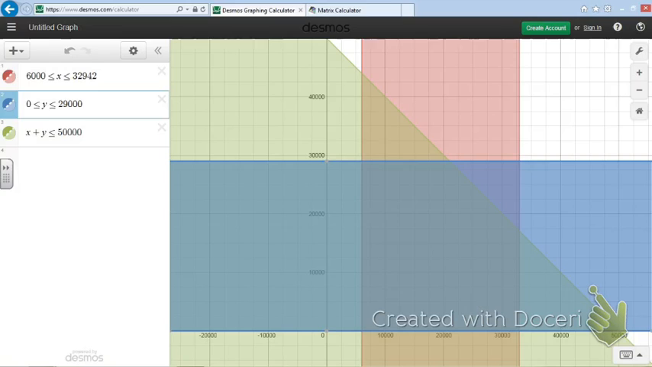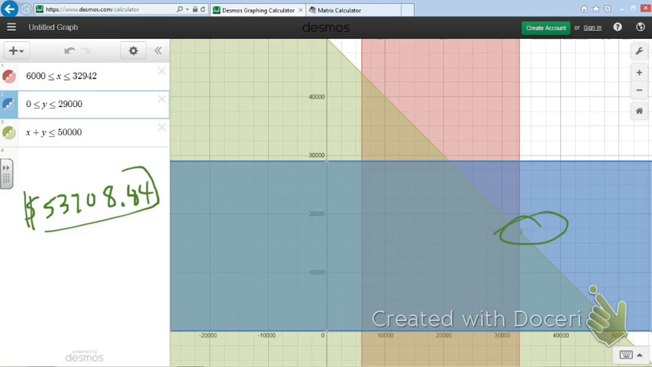So when I worked it out, I actually used this corner point here, and I got 53,708.84, which is slightly different than the answer key. Could be just a matter of rounding on that. You see if you get a different answer for that one. But that's how you set the problem up.